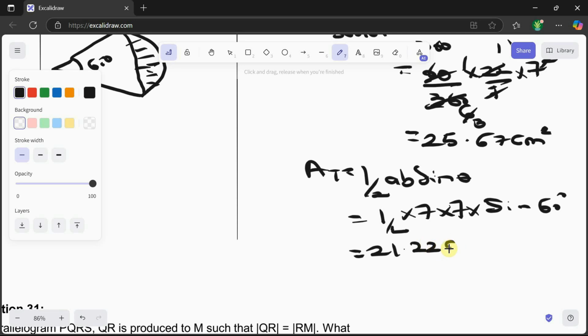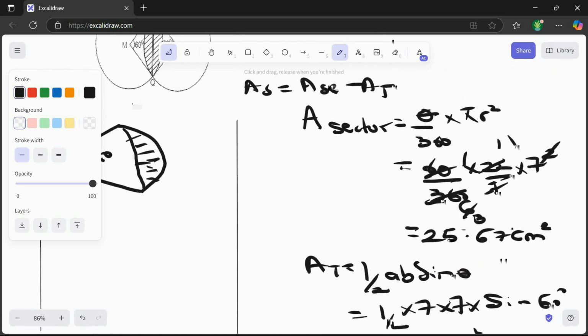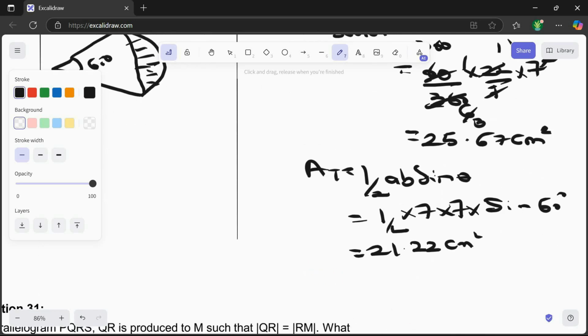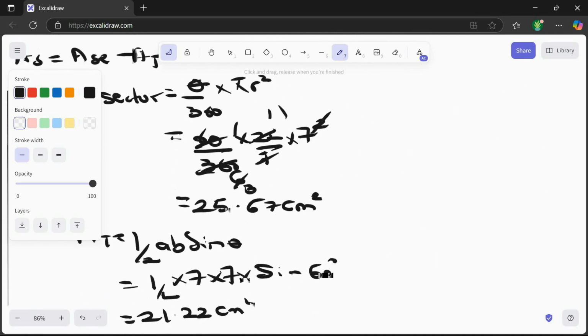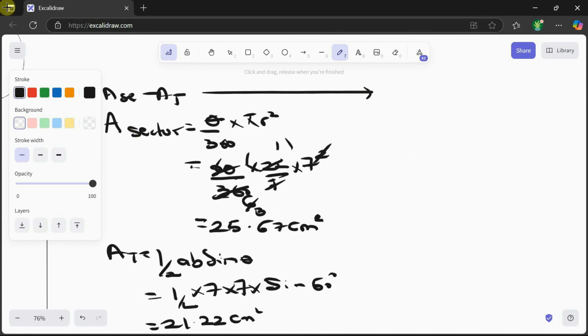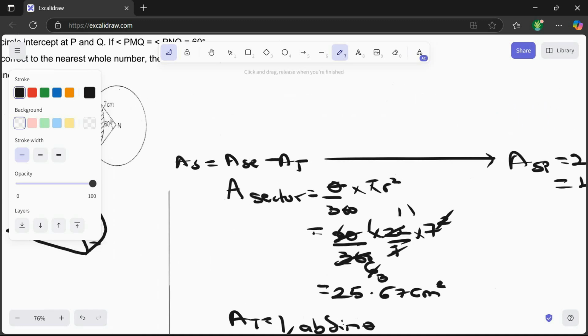21.22 centimeters squared. So the area of the shaded portion, if I substitute, would just be 25.67 minus 21.22. So 25.67 minus 21.22 will give me 4.45 centimeters squared. But that is just the shaded portion of one side, right?